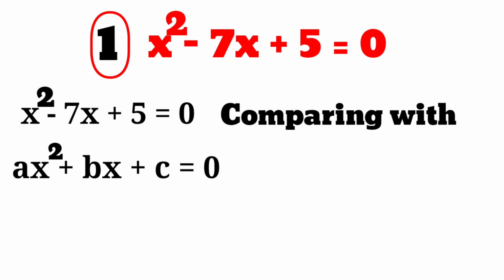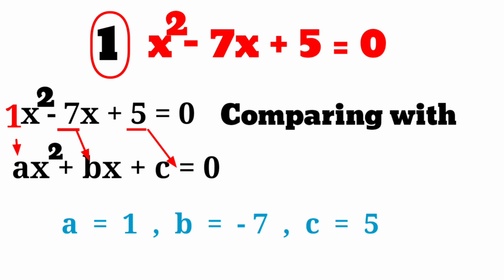Comparing the equation with the general form ax square plus bx plus c is equal to 0. Coefficient of first term x square is 1. Coefficient of x is minus 7. a is equal to 1, b is equal to minus 7, c is equal to 5.